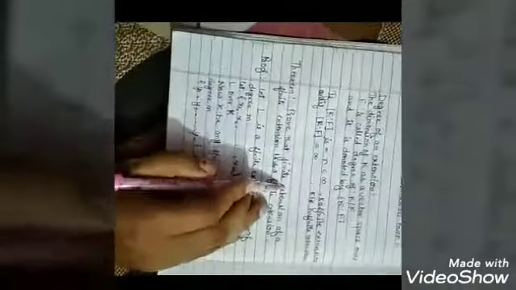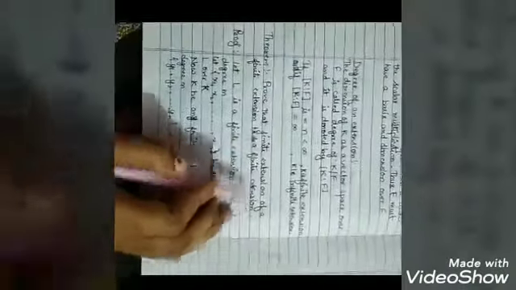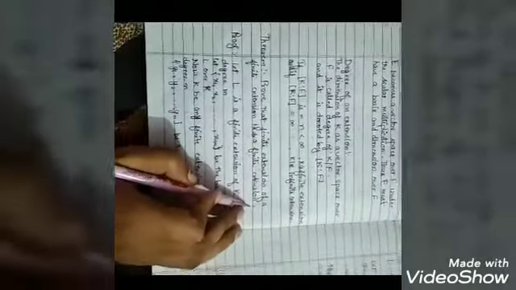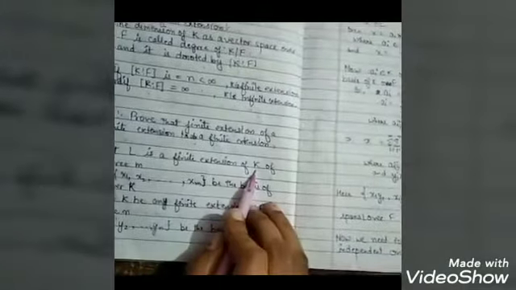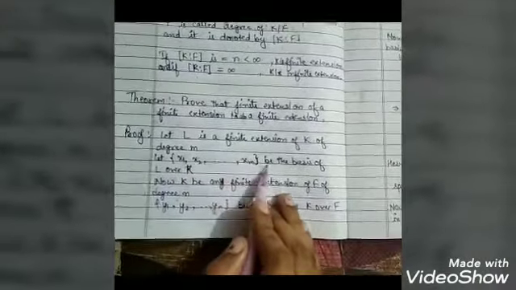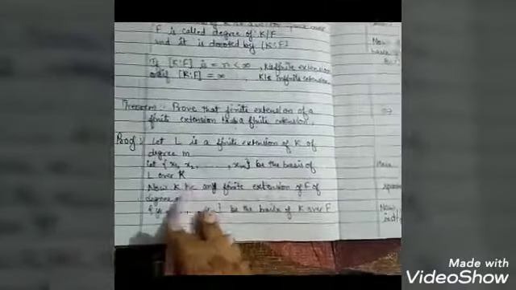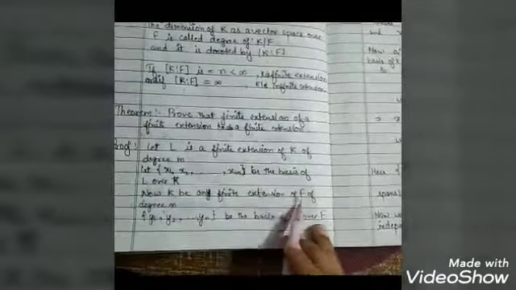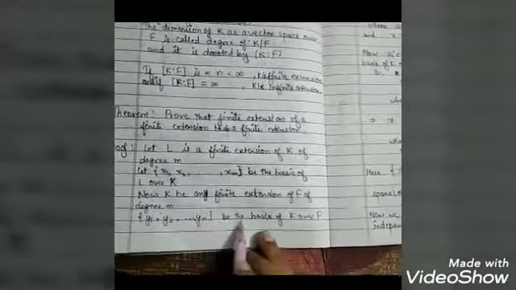Next is the theorem to be proved: prove that a finite extension of a finite extension is also a finite extension. For this, let us suppose a finite extension L of K of degree m, and let x1, x2, ..., xm be a basis of L over K. Now let K be a finite extension of F of degree n, and y1, y2, ..., yn be a basis of K over F. Here we need to prove that L is a finite extension of F, that is, with finite dimension.